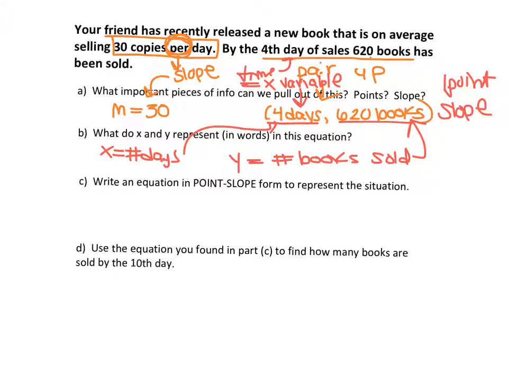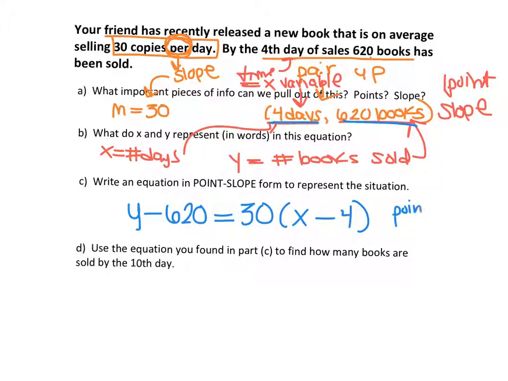Then lastly, it says write an equation in point-slope form to represent the situation. So we're going to do this the same way we did before. y minus our y-coordinate, which here is 620, is equal to our slope, which is 30, times x minus our x-coordinate, which in this case is 4. So here we've written the equation of a line in point-slope form. We utilized a point and a slope to write this equation.